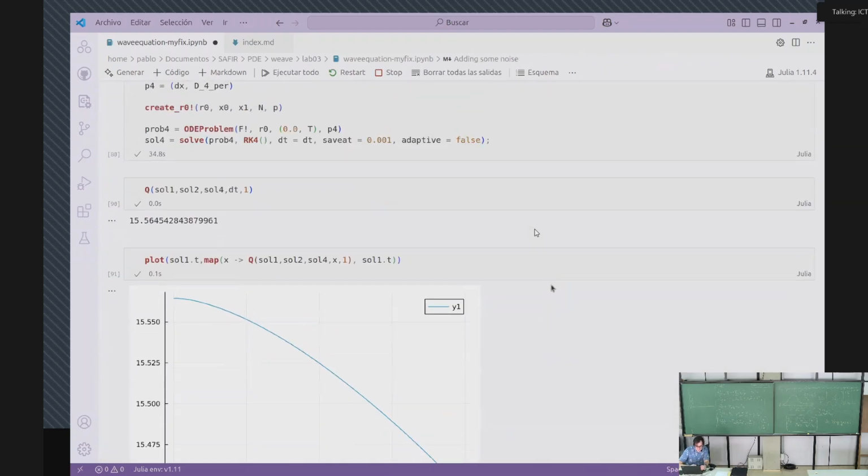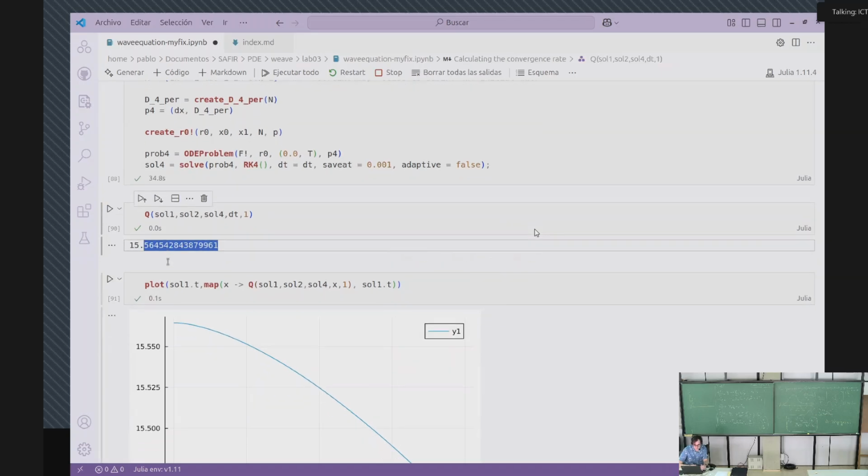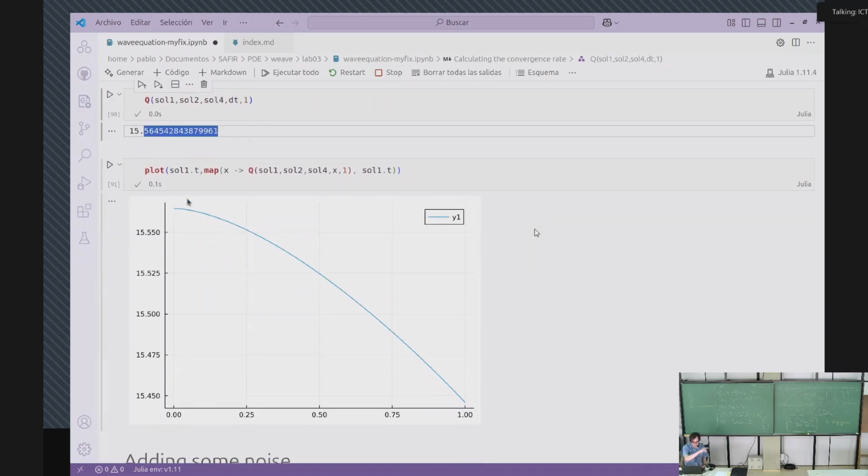Okay. So in this case we see that the Q that we have calculated is 15.5, so very close to 16. So we are at fourth order in space, and even when we evolve in time, that discretization is actually still pretty much there. It's going down here, but see the y-axis is still very close to 15.4, 15.5, right?